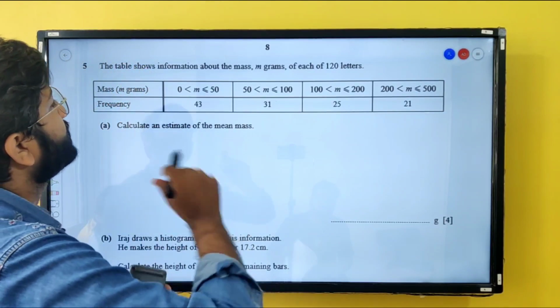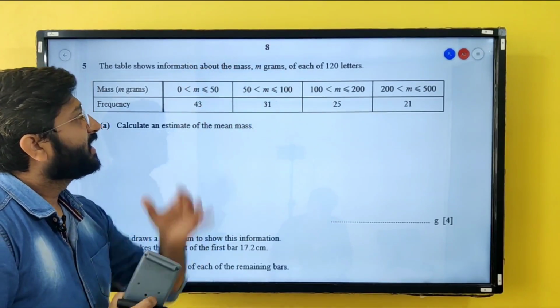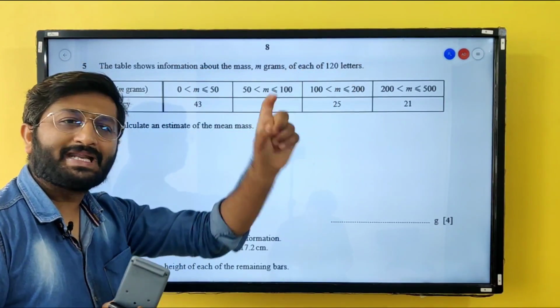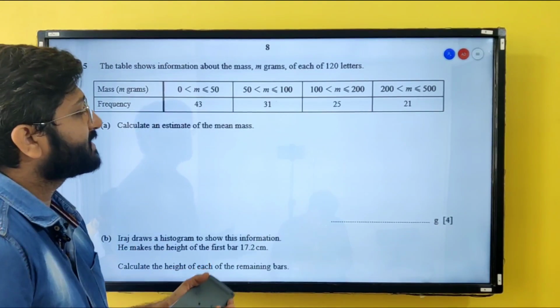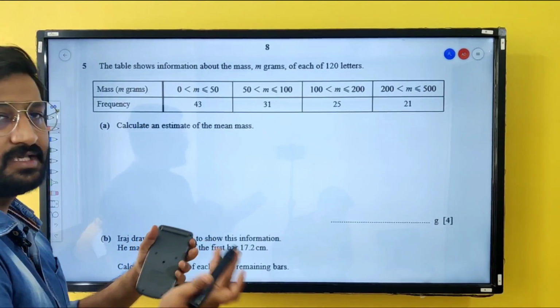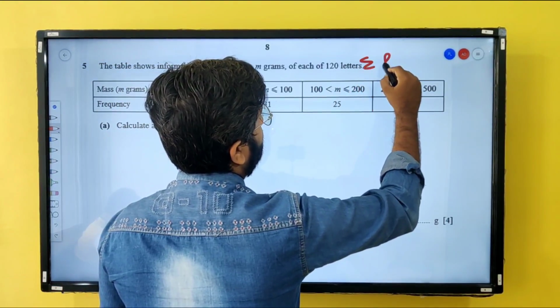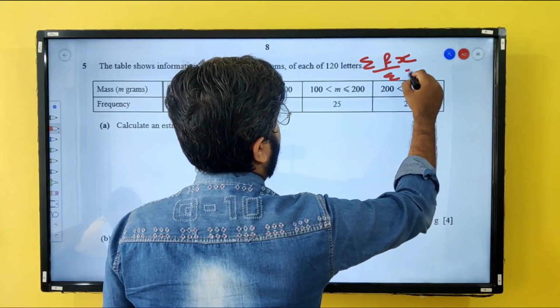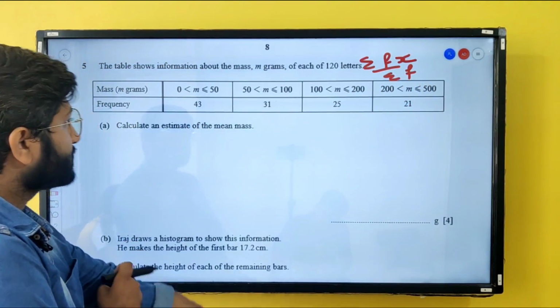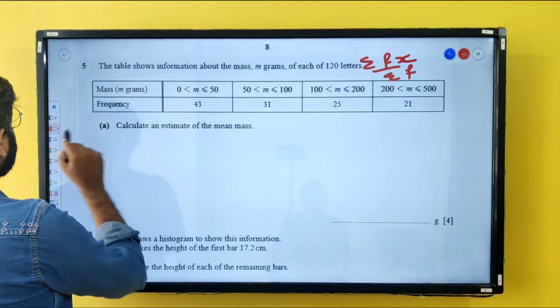Question 5. The table shows information about the mass m grams of each of 120 letters. Find the mean mass. Pretty easy. Mean mass is sigma f of x upon sigma f, using the mid values. Sigma means summation. So we'll need to have the mid values first.